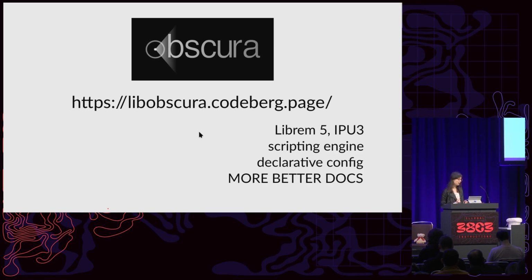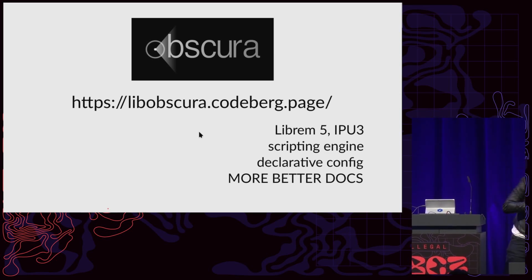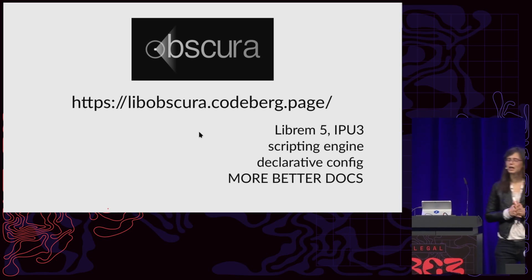So what do we want next? I want to add support for the Librem 5, which is my only smartphone. Also for this laptop, because I think it's cool to have a laptop with a nice camera. Better documentation, of course. And a scripting engine. OK, this is a funny one. It's kind of an experiment, again, within an experiment.